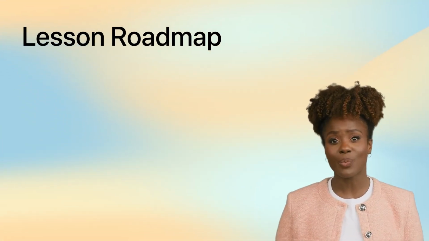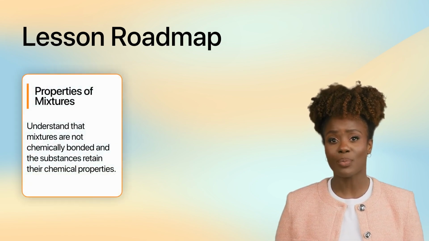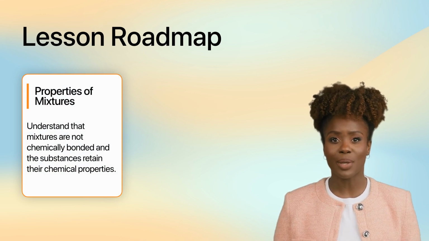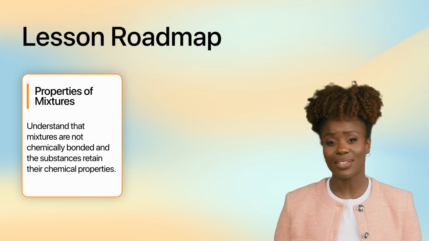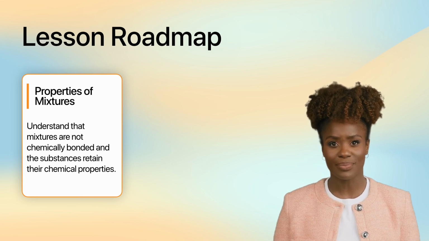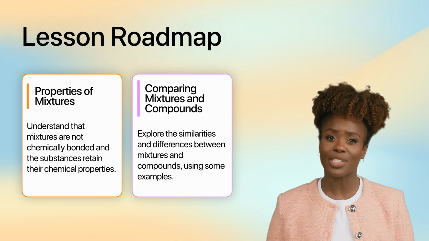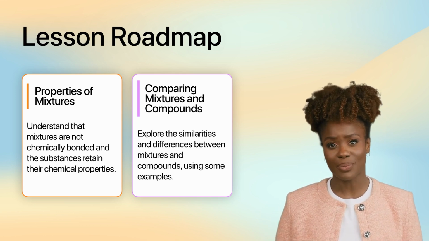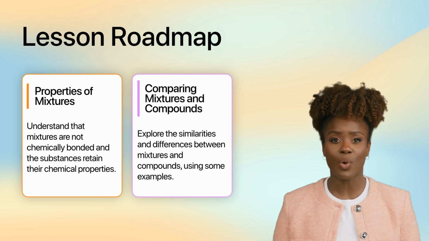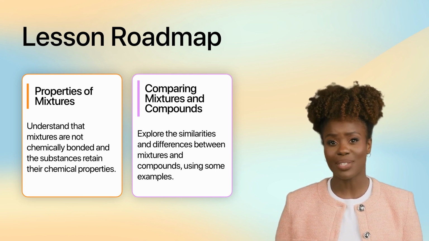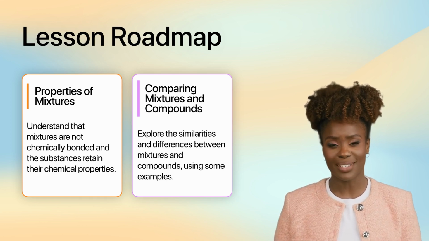In today's lesson, we will firstly look at the properties of mixtures and understand that they are formed when multiple substances are put together but not chemically bonded. We will also recognize that the chemical properties of the substances in a mixture are unchanged. We will then move on to explore the similarities and differences between mixtures and compounds, using some examples. This will help us to appreciate how mixtures differ fundamentally from pure compounds and how their component substances can be separated and identified based on their unchanged chemical properties.